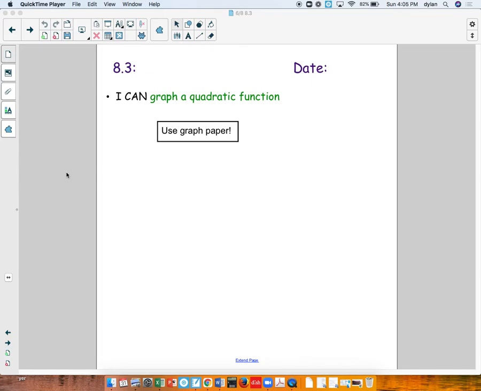So for today's video, obviously you'll want to use graph paper because we're graphing. And you'll want to start by setting it up with the section, the date, and the I can statement, and then resume the video as soon as you've done that.